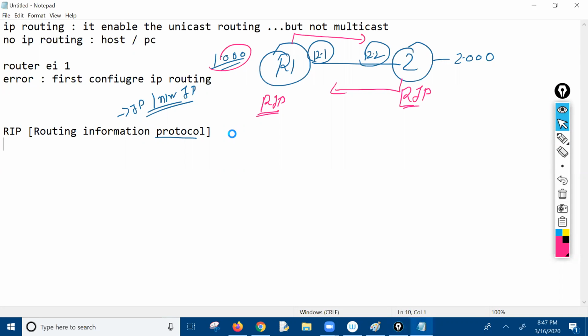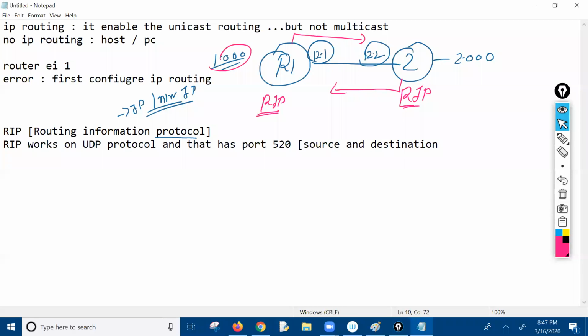Next thing, RIP works on the UDP protocol, and it uses port number 520, both source and destination. UDP is a layer 4 protocol.